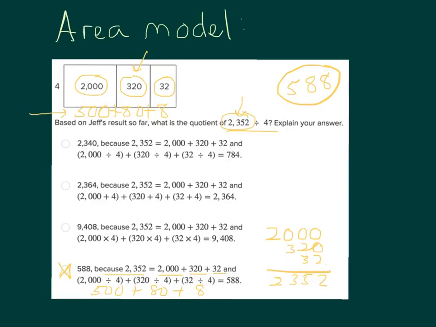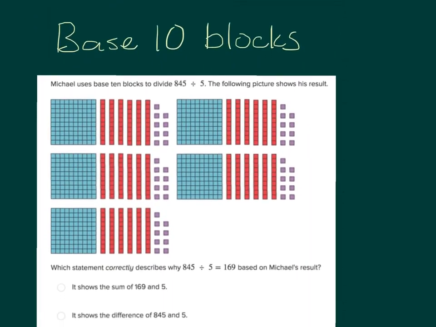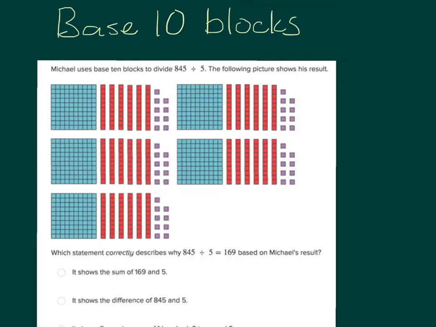So if you're doing a problem with the area model, you should figure out what the answer is, do it yourself, and then check and see which one gives you that answer. Okay? So let's look at the next one. You're going to get problems using base 10 blocks. Okay, so let's look at this problem. Michael uses base 10 blocks to divide 845 by 5.